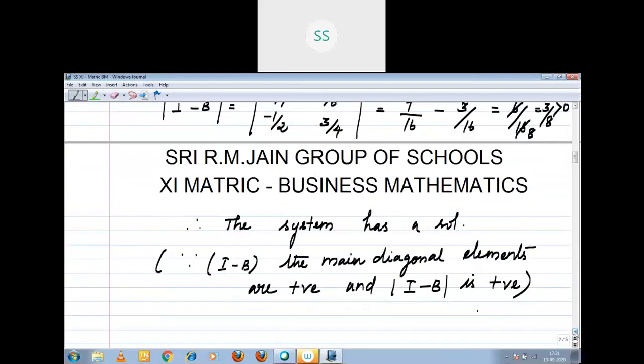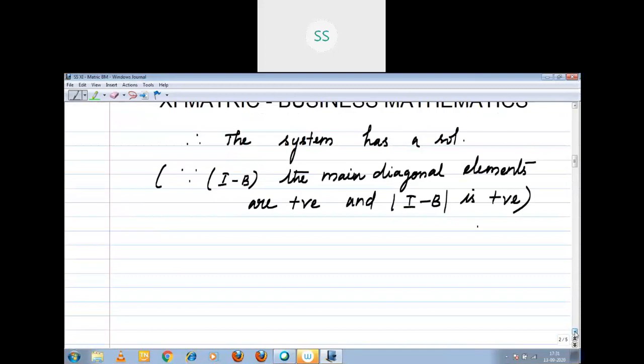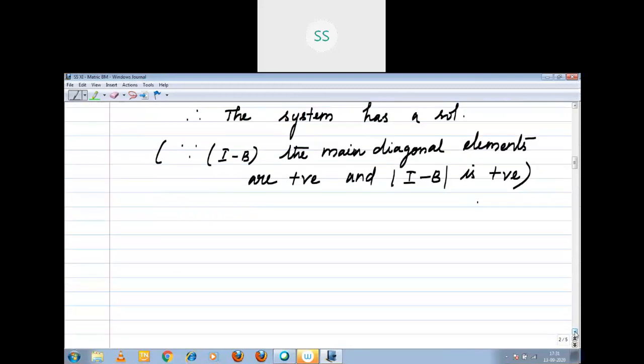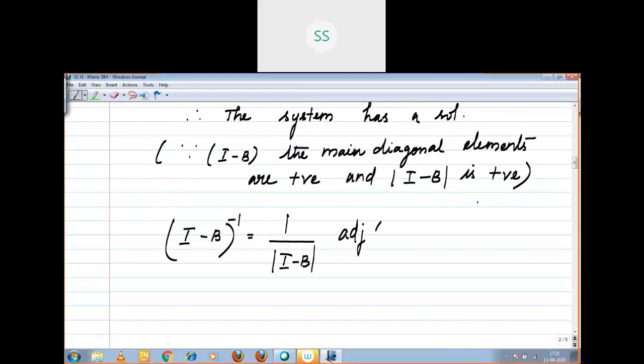How to get the solution? The same formula: A inverse equals 1 by determinant A into adjoint A. The same way, I minus B the whole inverse equals 1 by determinant of I minus B into adjoint of I minus B. Got it, children? Now, what is your 1 by determinant of I minus B? That is 3 by 8, which I am going to write as 8 by 3. Shall I, children?